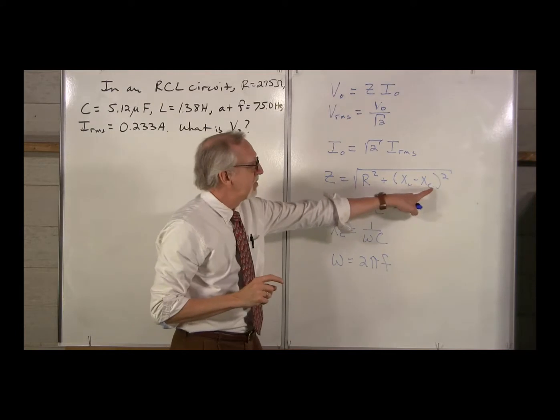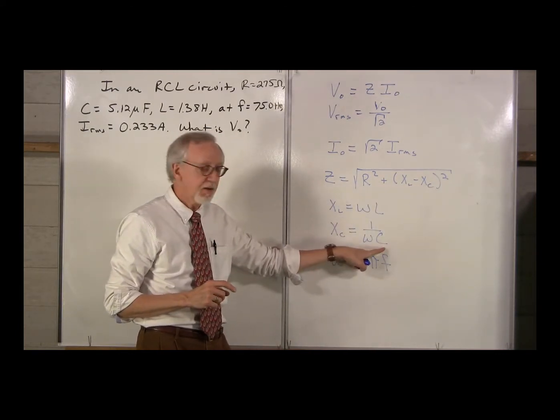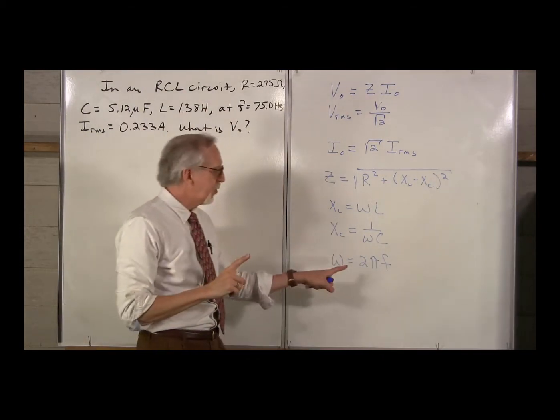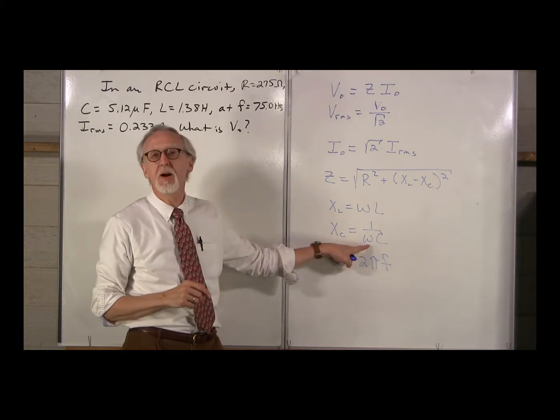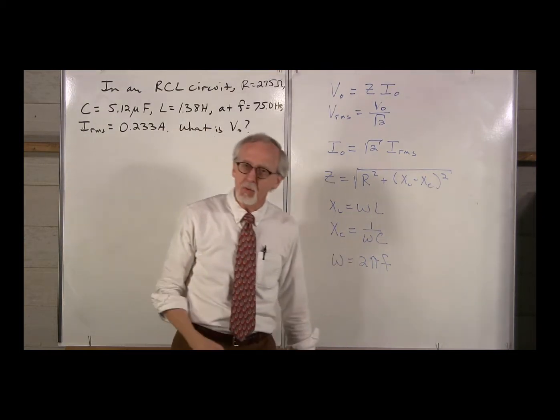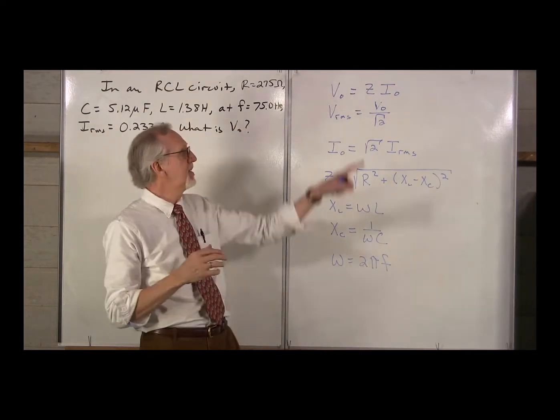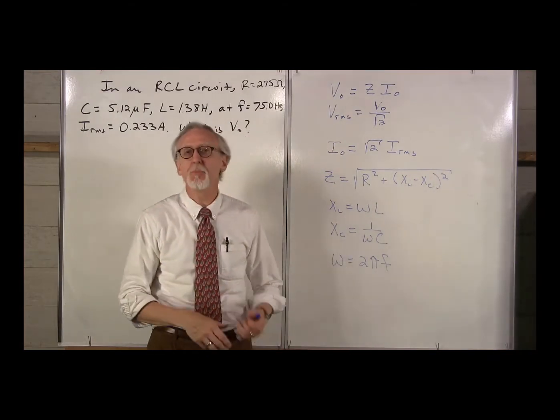What do we know about XC? We know XC is 1 over omega C. We have C, and if we find omega for XL, then we can use it for XC. And there we go. That is a way of finding everything we need to get back to our final question. And that's how we'll proceed.